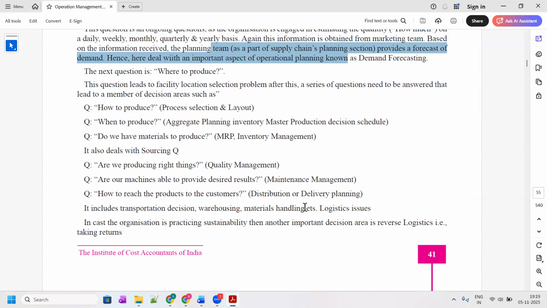We'll discuss these problems one by one, gradually, by understanding capacity planning and demand forecasting, and we are trying to get the answer to these kinds of problems. The next problem is how to produce, where we'll discuss process selection and layout. When to produce, where we'll discuss aggregate planning, inventory, and master production schedule. Do we have material to produce? Where we'll talk about inventory management and sourcing, basically the team or the raw material provider is called the sourcing.